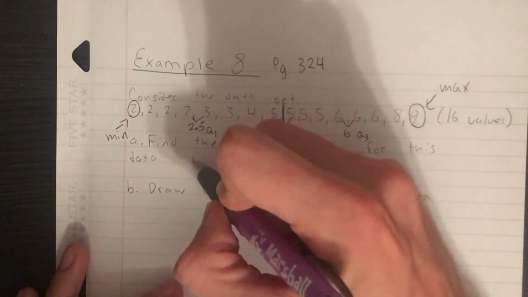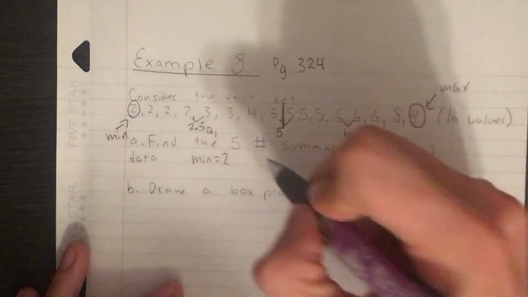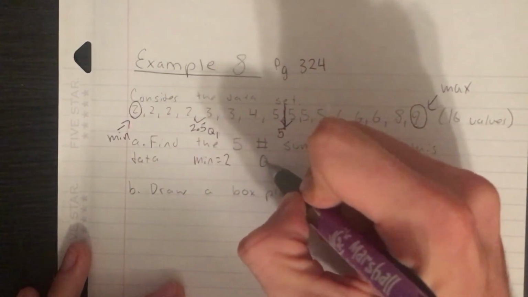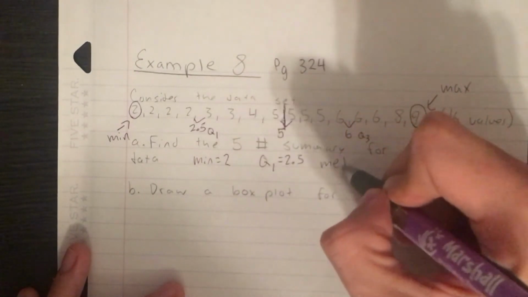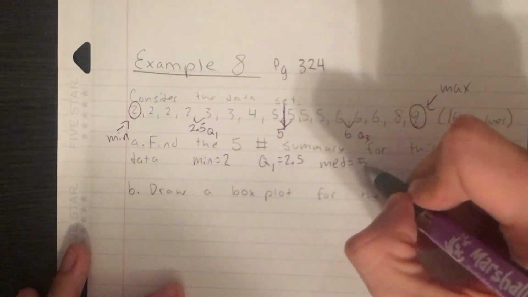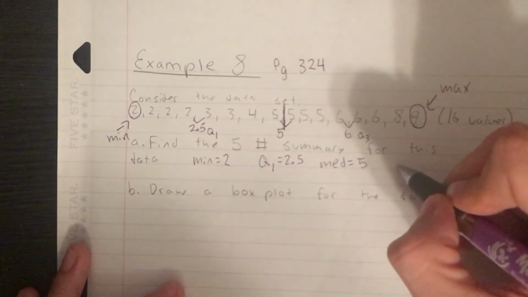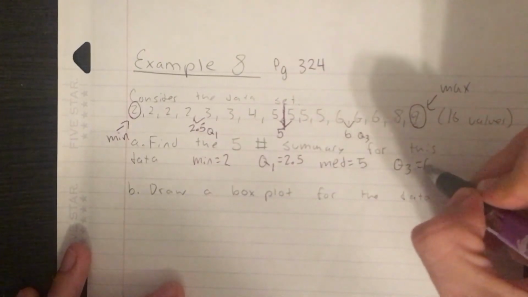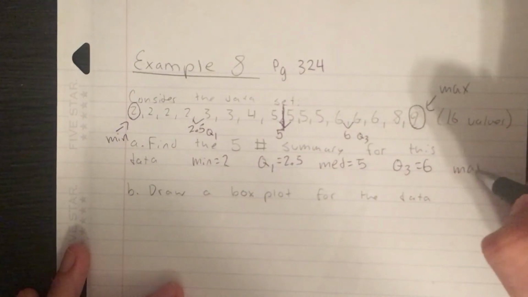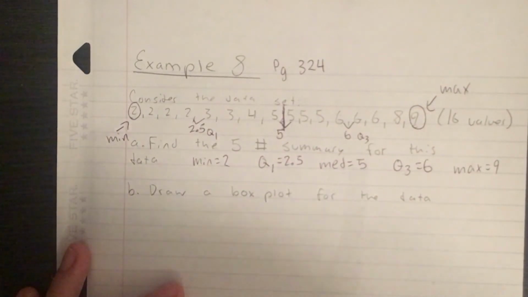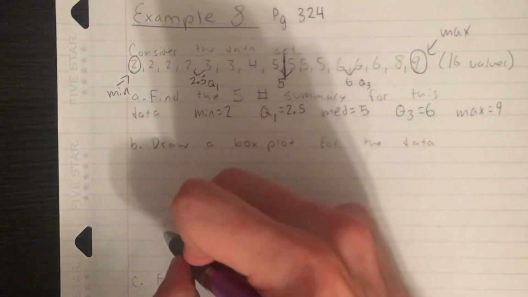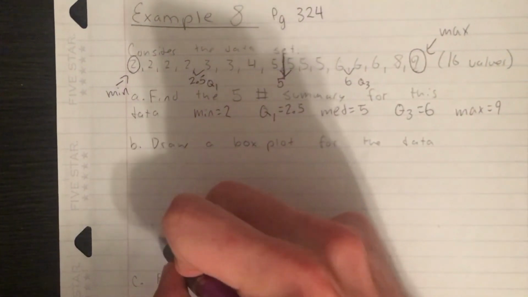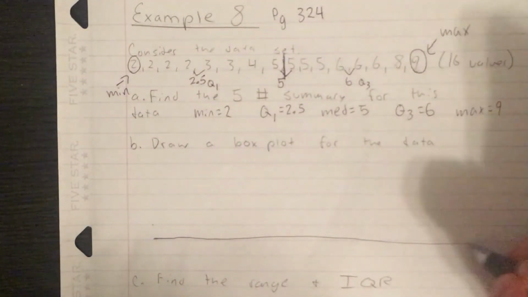It is just saying that the min equals 2, Q1 is 2.5, the median, or Q2, whatever you want to call it, is 5, Q3 is 6, and the maximum value here is 9. That's our 5-number summary.